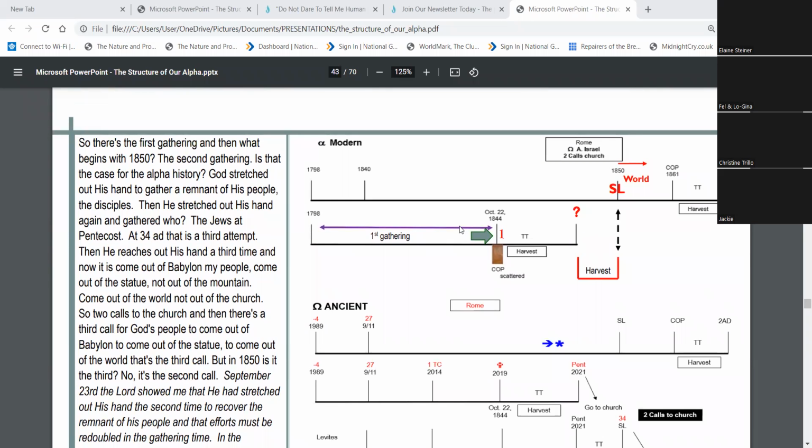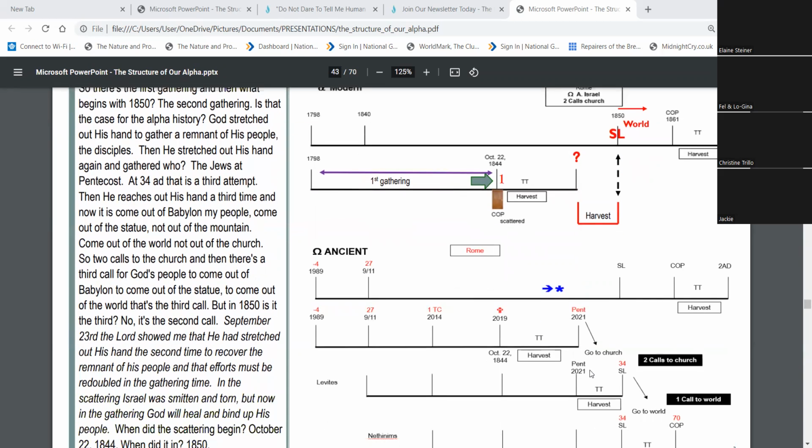So there's a first gathering, and then what begins with 1850? The second gathering. Is that the case for the Alpha history? God stretched out his hand to gather a remnant of his people, the disciples. Then he stretched out his hand again and gave the Jews at Pentecost. At 34 AD, that is a third attempt. Then he reaches out his hand a third time, and now it has come out of Babylon, my people. Out of the statue, not out of the mountain.